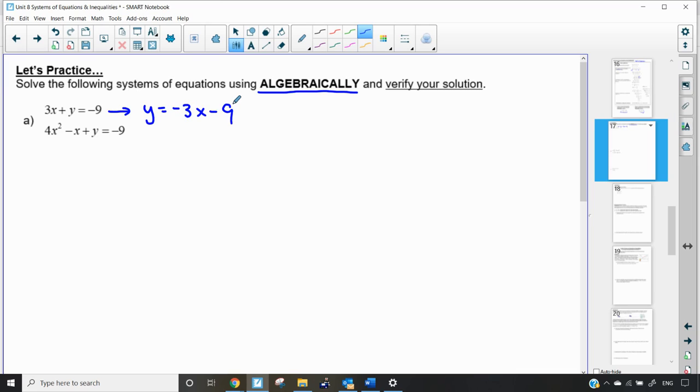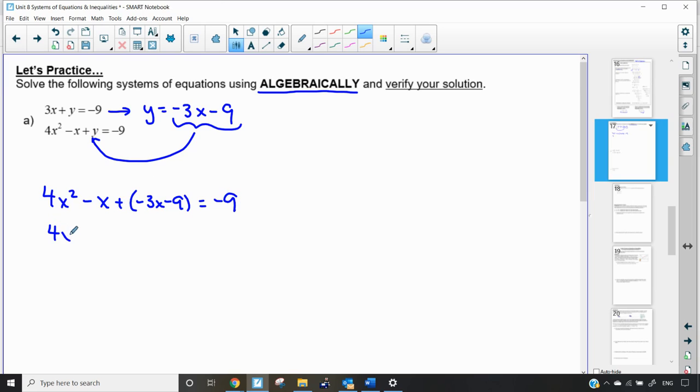Now, once I have that, my next step is going to be to take that negative 3x minus 9 and sub it in for y in the next equation. And so I'm going to take that negative 3x minus 9, and it's going to pop right in there for the y. So I have 4x squared minus x plus, in brackets, negative 3x minus 9 equals negative 9. It's usually a good idea to use those brackets whenever you're substituting, especially when there's a negative involved.